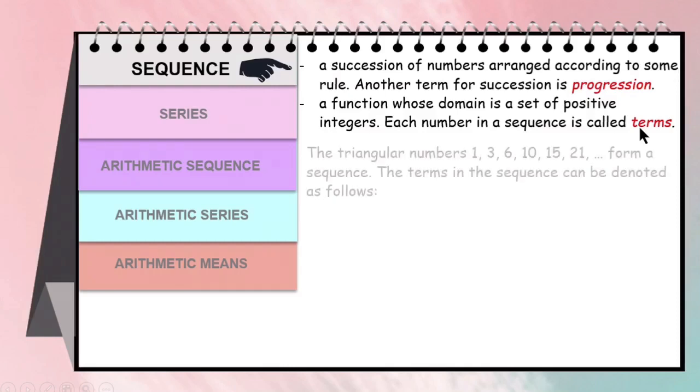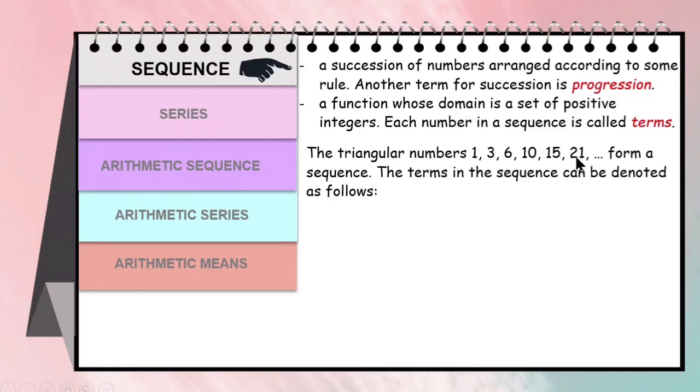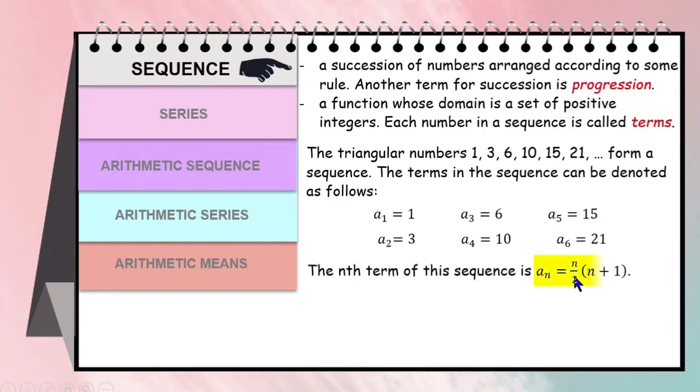For example, the triangular numbers 1, 3, 6, 10, 15, 21, and so on can be denoted as follows. a sub 1 for the first term, which is 1, a sub 2, which is 3, a sub 3, which is 6, a sub 4 equals 10, a sub 5 equals 15, and a sub 6 equals 21. So in general, to find the nth term of this sequence, we use this rule: a sub n equals n over 2 times n plus 1. So we use this formula to determine the next term or any term of this sequence, the triangular numbers.